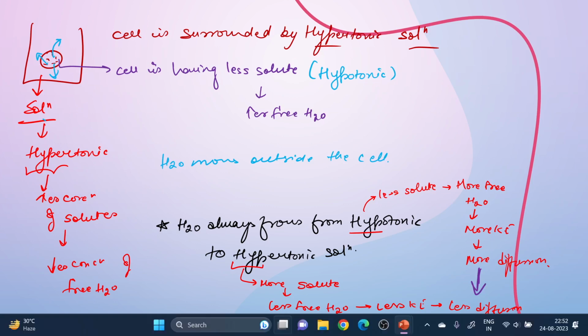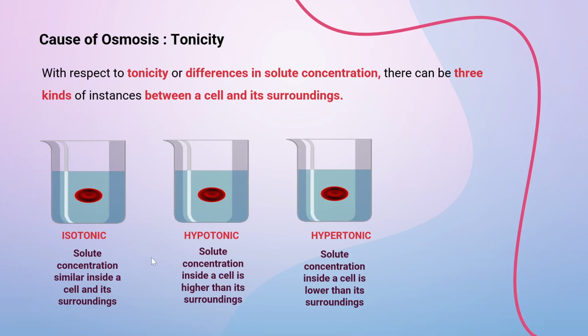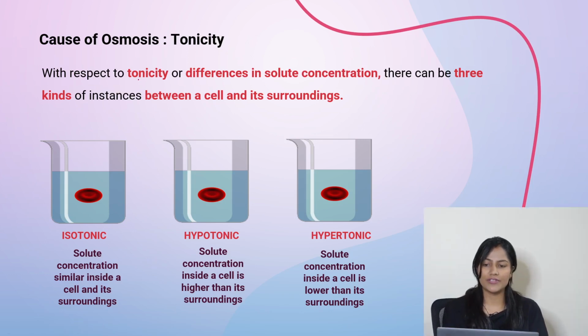Let's move back to what we were discussing. Yes, so this is tonicity. So with respect to tonicity or difference in the solute concentration, there can be three different kinds of instance between a cell and its surrounding.